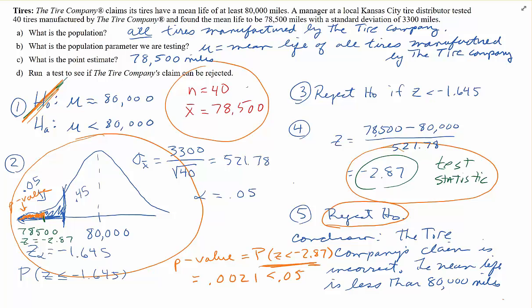We can also see that our p-value, 0.0021, is less than our level of significance, alpha, 0.05. So in rejecting the null hypothesis, we're taking even less risk than we were willing to take and are more confident in this case that the null hypothesis is incorrect.